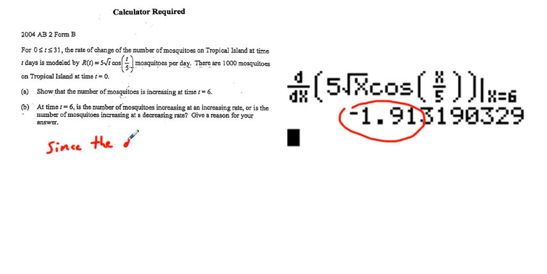Since the derivative of r of t is less than 0, and you want to put in the number that we calculated too, negative 1.913..., which is less than 0, therefore the mosquitoes are increasing at a decreasing rate.